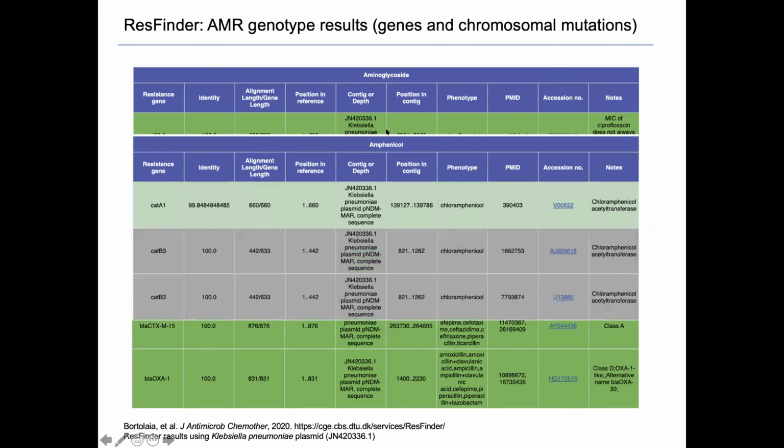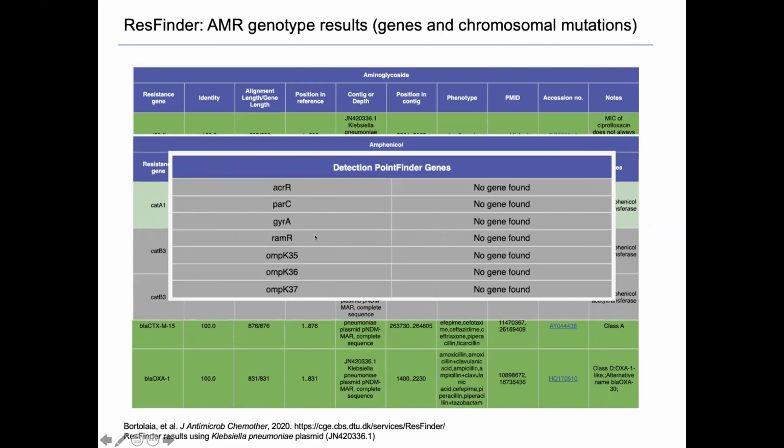And then again here, amphenicol resistance, but now these genes are highlighted in different colors because they are not 100% identical or do not cover the entire length of the reference sequence. And then below that, you will find any chromosomal mutations that were detected in a particular sample. And it makes sense that no chromosomal mutations were found because I actually input a Klebsiella plasmid into this particular example.